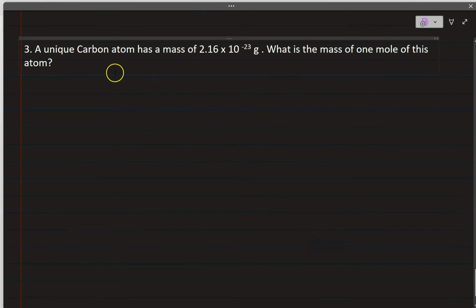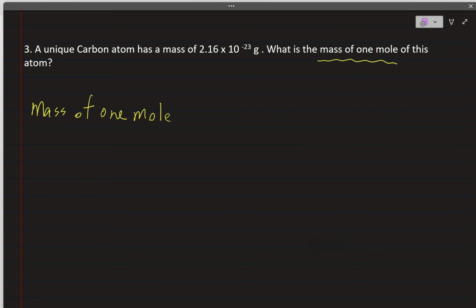So here's another one. A unique carbon atom has a mass of 2.16 times 10 to the negative 23 gram. What is the mass of 1 mole of this atom? This is a very good question. So what we want is the mass of 1 mole, right? So molar mass, probably, that's what that is, right? Okay. And what is that? Well, we start with 2.16 times 10 to the negative 23 gram.